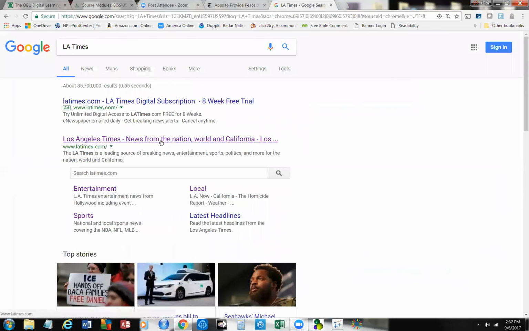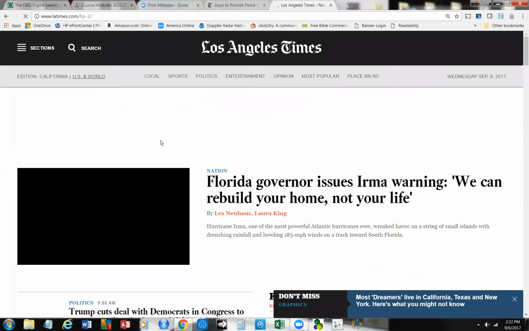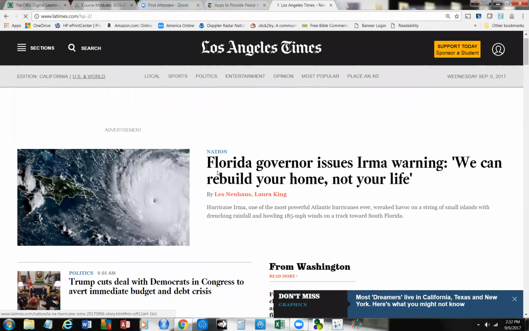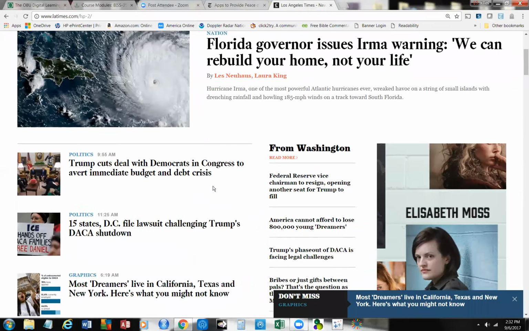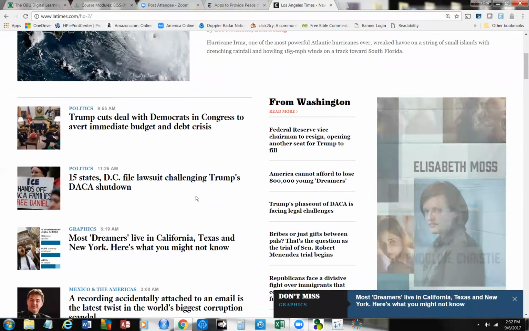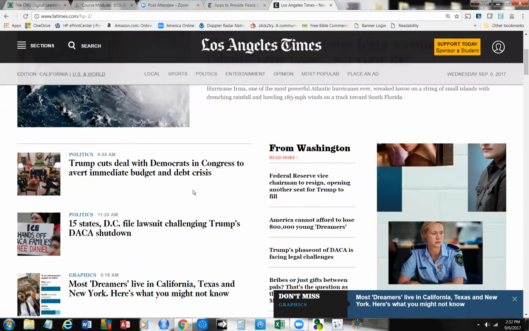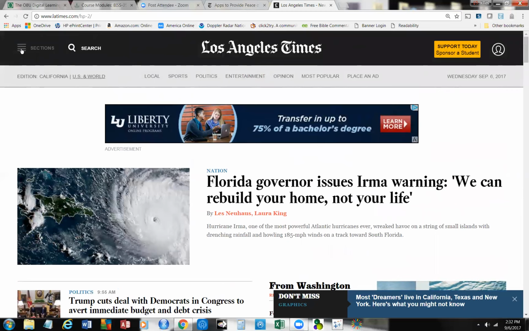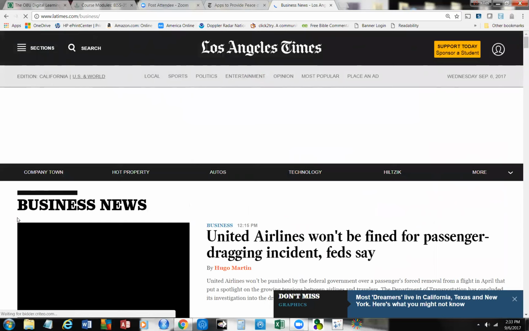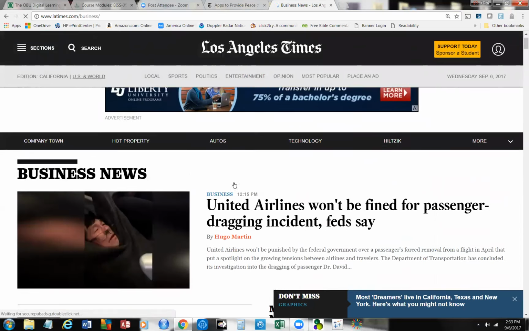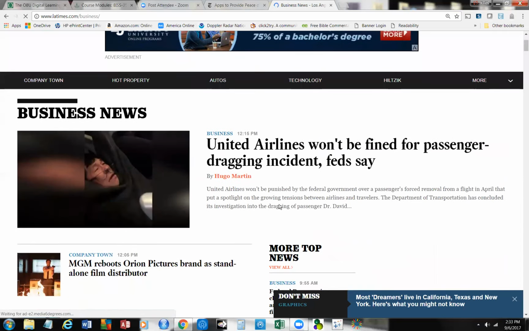I want to pop over to the LA Times for a minute, okay? And look at some of the things that they've got going on and what they're talking about. And again, you'll want to take a look at some of the sections of them. Here's the business section. All right. And here's one of these where this is an interesting article. This is that United Airlines situation where the guy was dragged off of the plane.